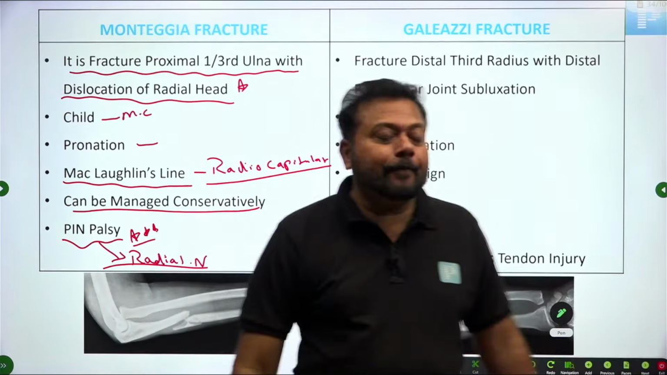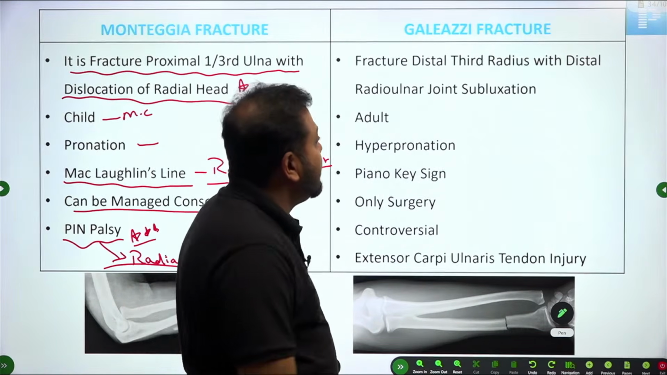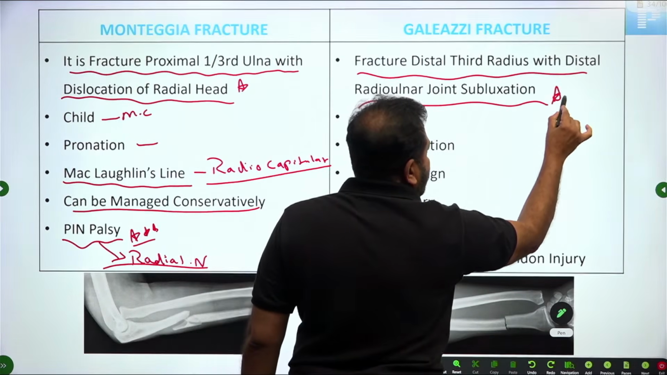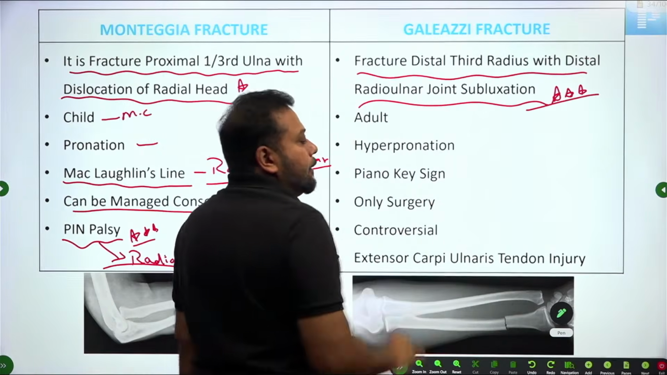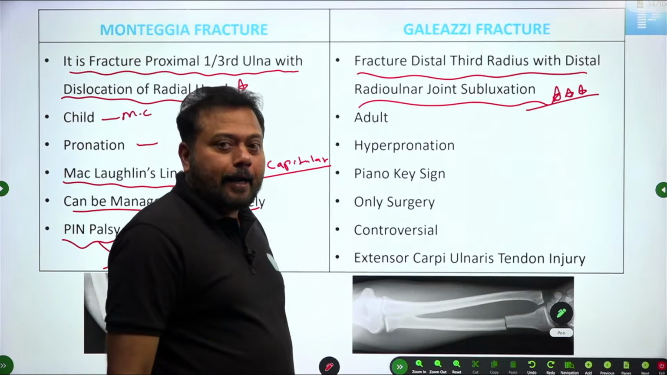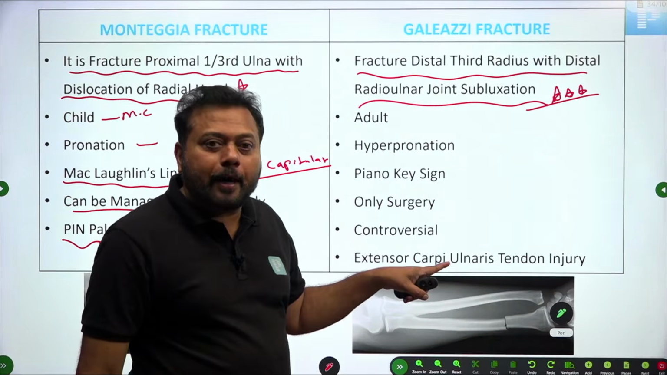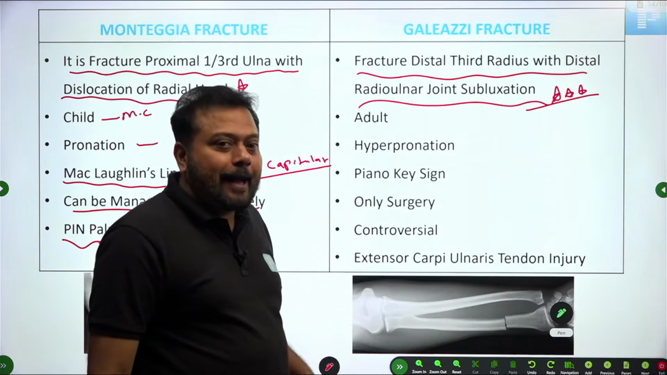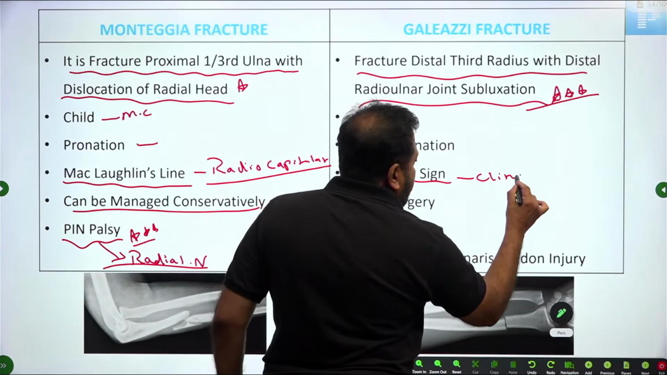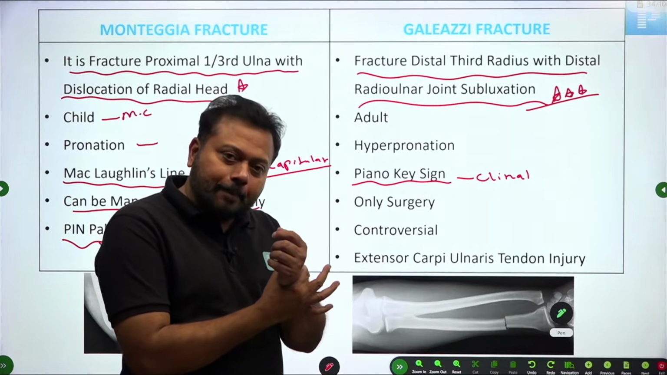If it is Galeazzi, the fracture is fracture of the distal third radius with distal radioulnar joint subluxation. Repeated many times as an MCQ. Very important. Fracture distal third radius with distal radioulnar joint subluxation. It is more common in adults than children. The classical clinical sign is called piano key sign. What is that? The distal radioulnar joint is subluxated.